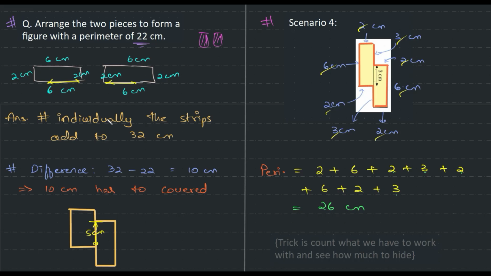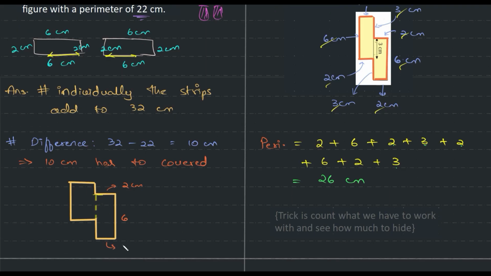If I eliminate this 5 centimeter, right? Technically it's there, but imagine that it's not there. I meant to do it over here as dotted lines. Imagine that it's not there. So how much is left? Let's have a look. So this is 6. This is 2. This is 2 centimeter. Or let me not write centimeter.